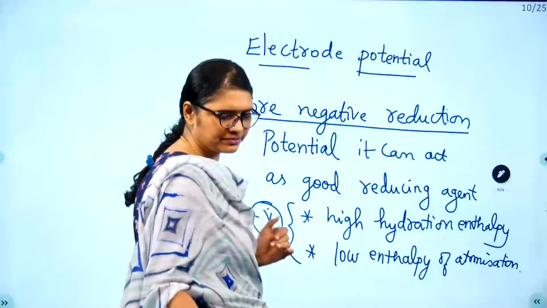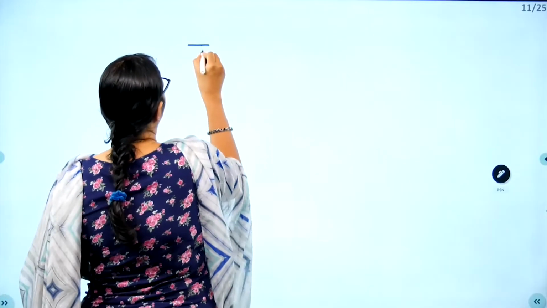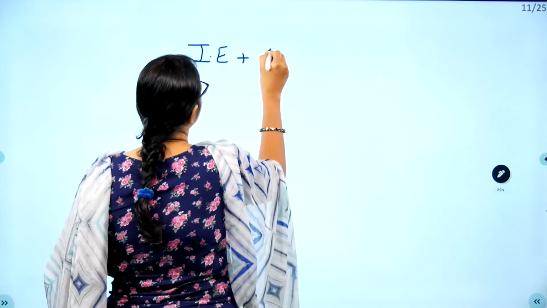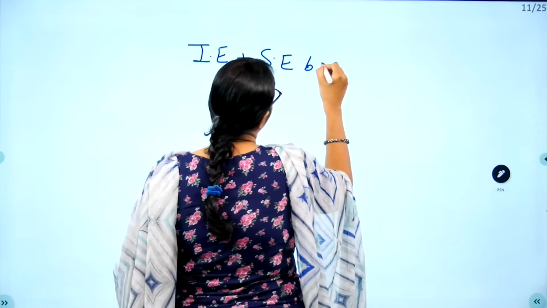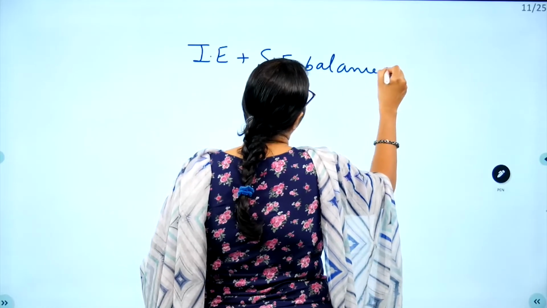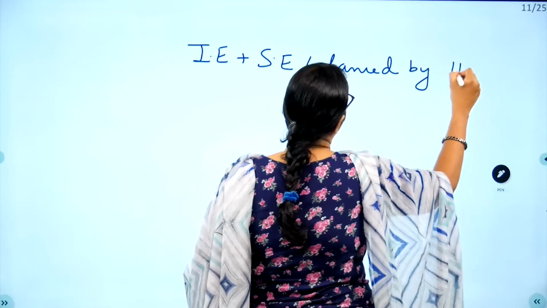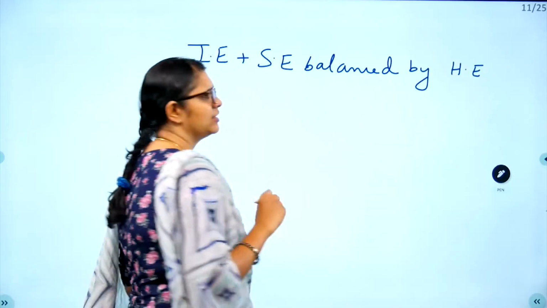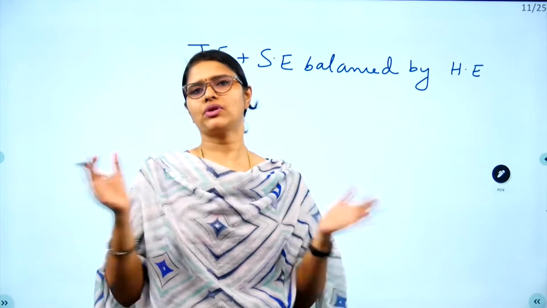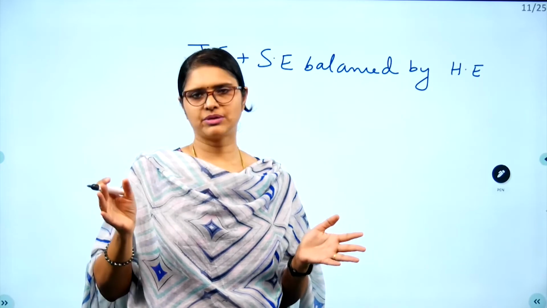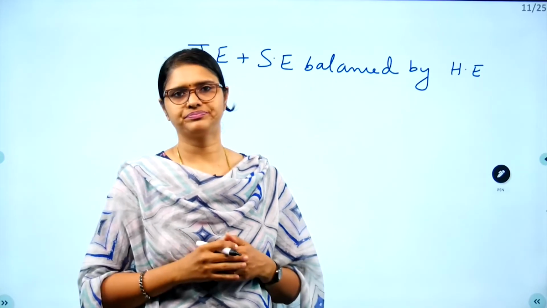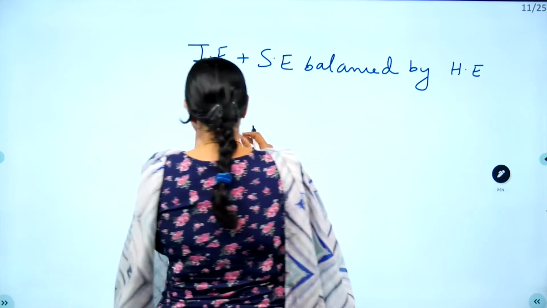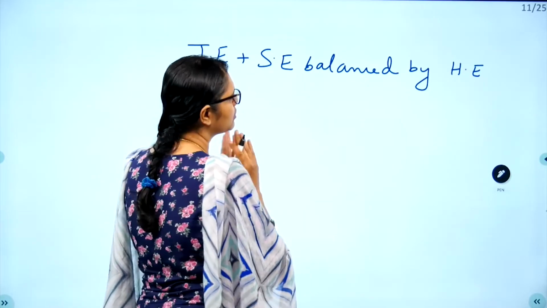The sum of ionization energy plus sublimation energy should be balanced by hydration energy. If so, then it will have a more negative reduction potential and it will be a very good reducing agent. Is it okay? Now the important point here is about copper.